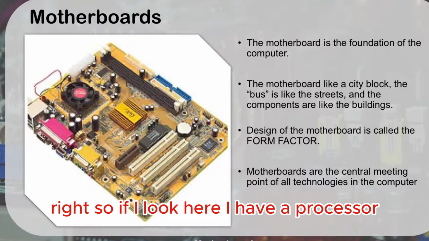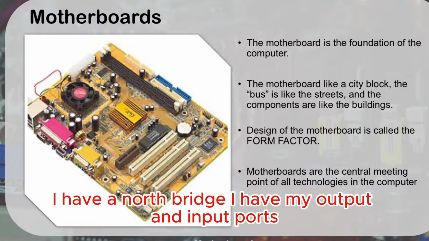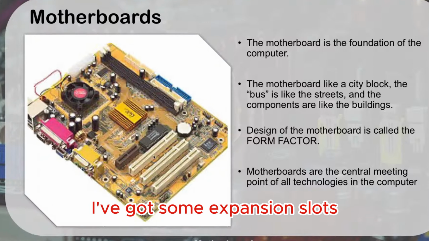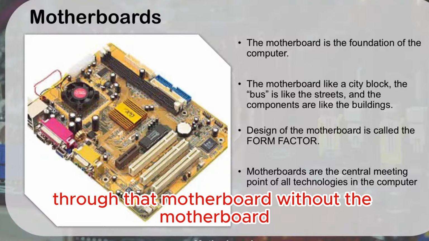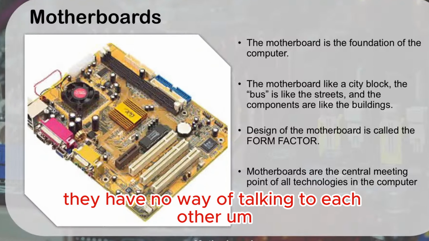So if I look here, I have a processor. I have a north bridge. I have my output and input ports. I've got some expansion slots. And I've got some memory slots here. All of these things connect together through that motherboard. Without the motherboard, they have no way of talking to each other.